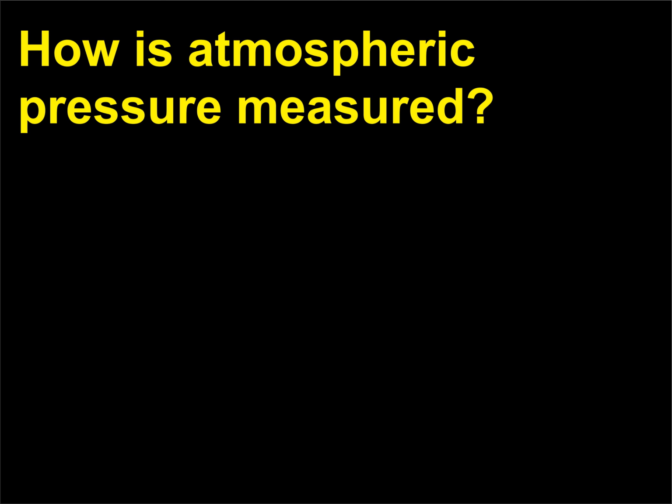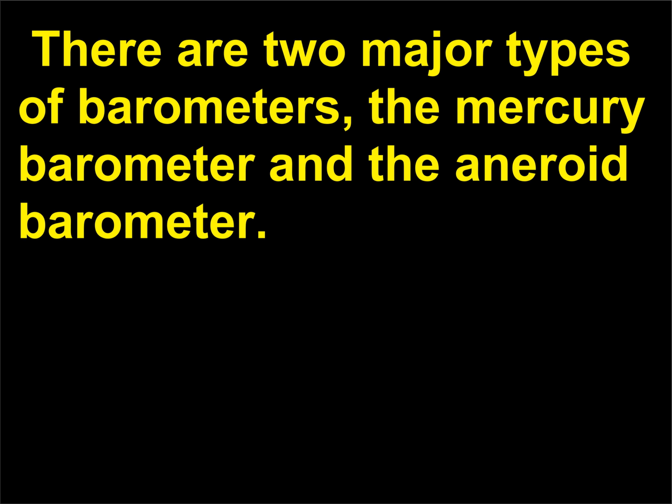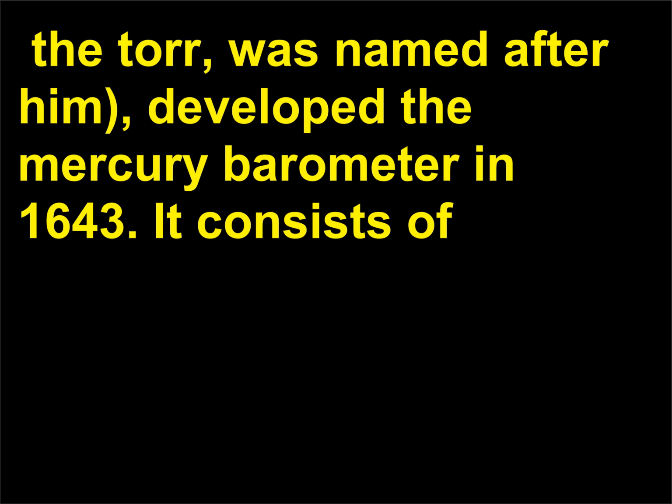How is atmospheric pressure measured? A device to measure gas pressure is called a barometer. There are two major types of barometers, the mercury barometer and the aneroid barometer. Galileo's secretary, Evangelista Torricelli, 1606 to 1647, after whom the unit of pressure, the Torr, was named, developed the mercury barometer in 1643.